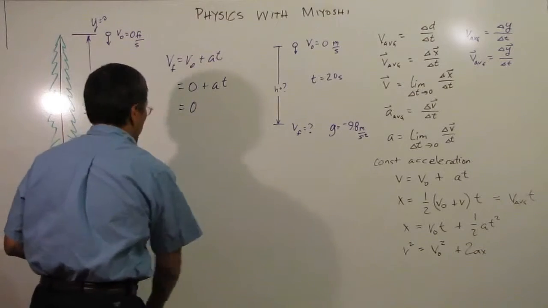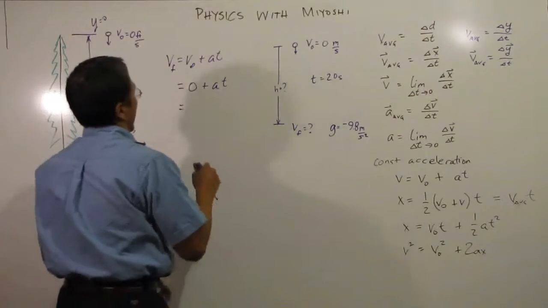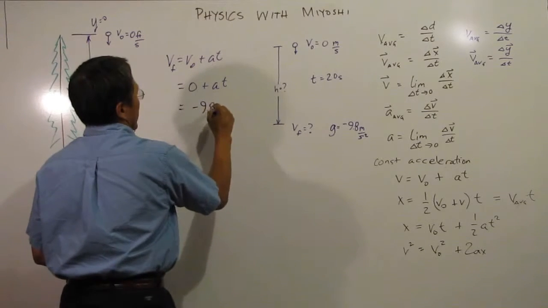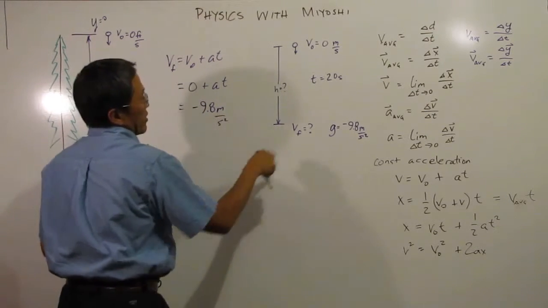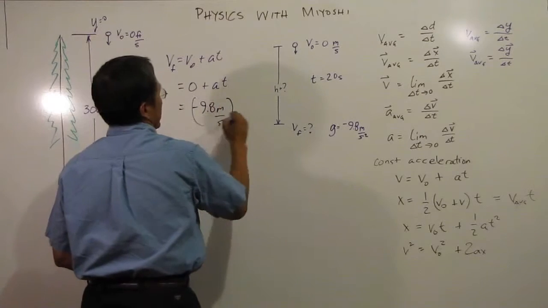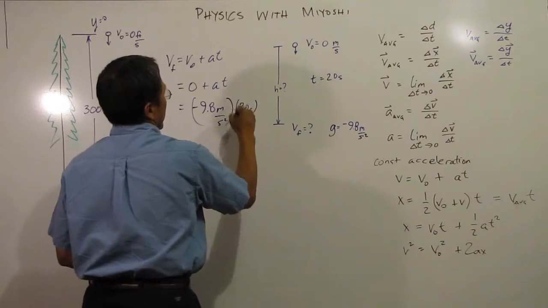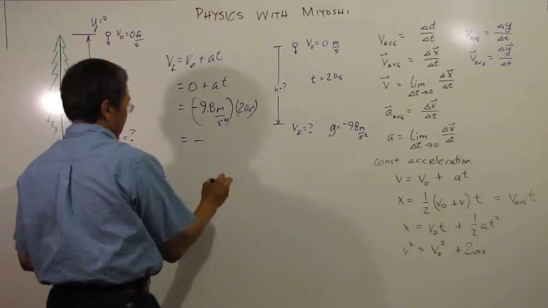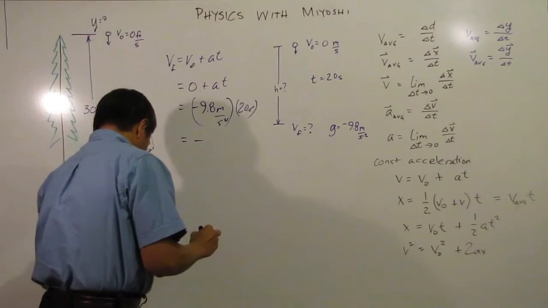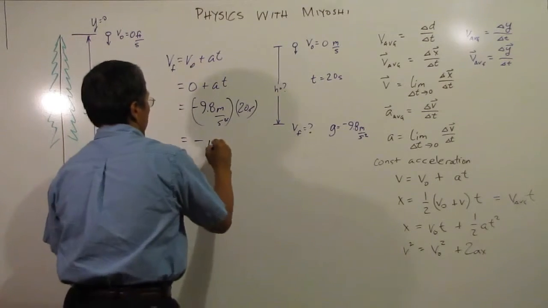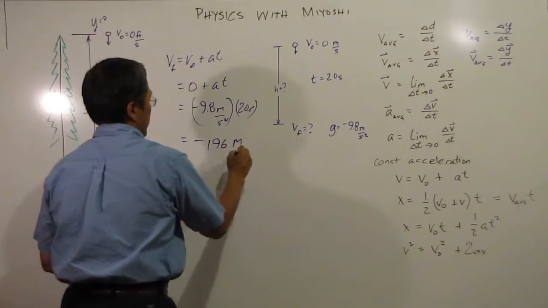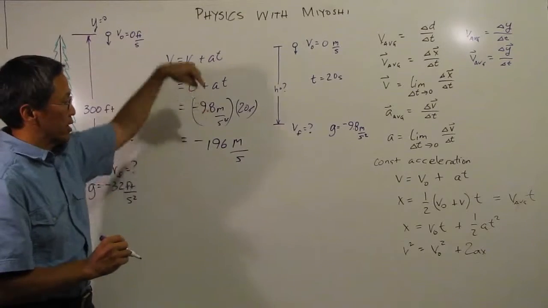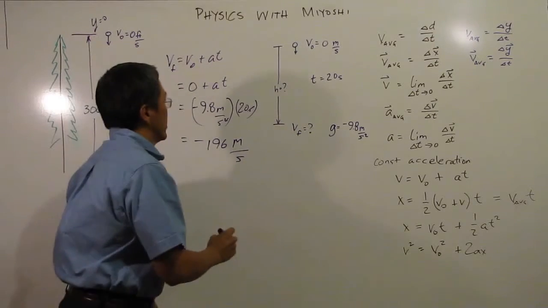Now we can just ignore the 0, or not, we add that in. A is G, so that's negative 9.8 meters per second squared. Multiply that by our time, which is 20 seconds. And we can see one of those guys goes away, gets canceled out, and it's negative. I've got that written down here: 196 meters per second. Again, the negative tells us that it's going in the downward direction.